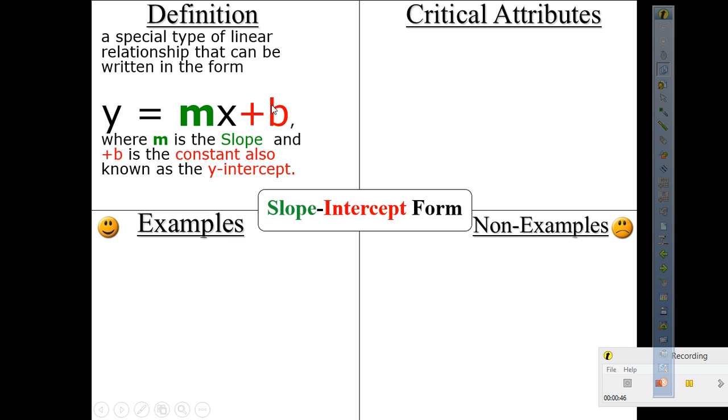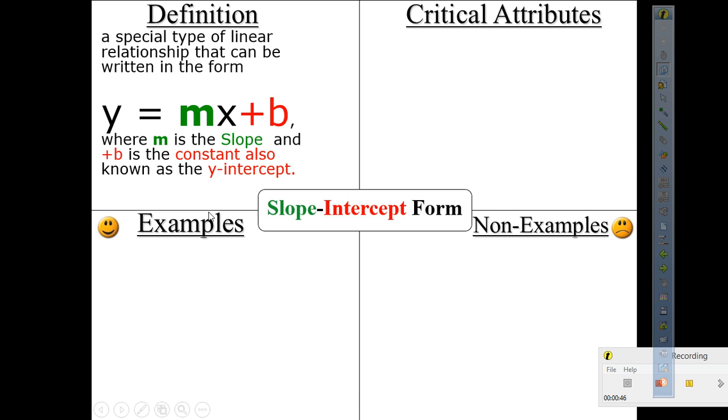Look up, please, to the screen. It's called slope-intercept form because which word comes first? Slope and then intercept. So look at this equation. What comes first on this side? The slope and then the intercept. That's how we know this is in slope-intercept form.